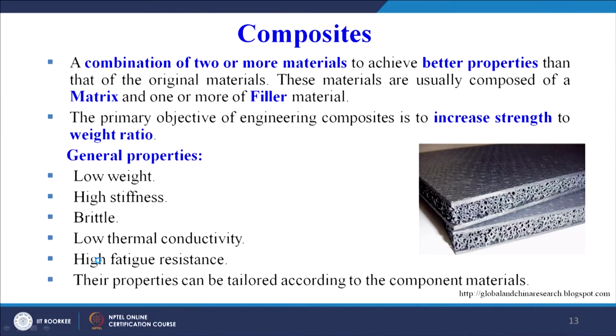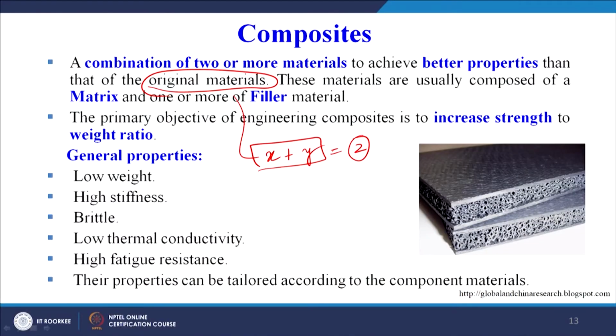Finally, we come to the last category, the composites. A composite is a combination of two or more materials to achieve better properties than those of the original materials. Suppose the original materials are X and Y. When we want to develop a composite material, we take the best advantage of the properties of X and Y, and then develop a new material Z which has the best properties of X and Y.